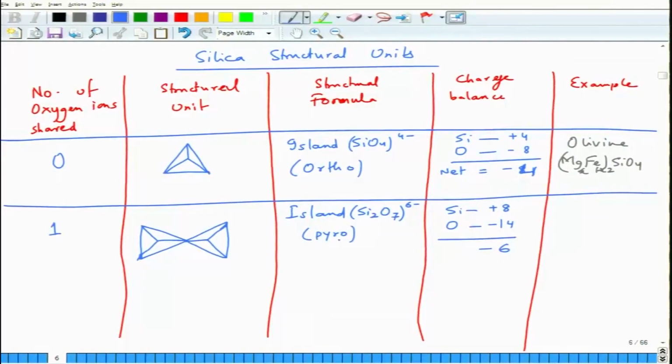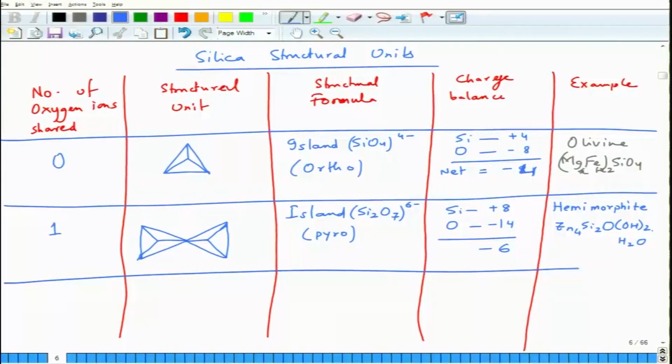This is called the pyro form, and these materials are for example hemimorphite. Hemimorphite, whose structure is Zn4Si2O7(OH)2 dot H2O. This is an example of a case of sharing of 1 oxygen atom in the polyhedra. Not very common, but there is an example.